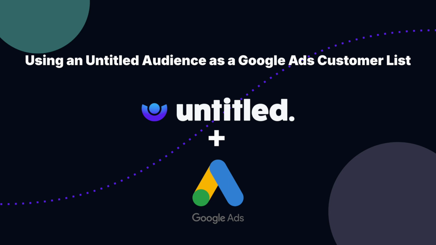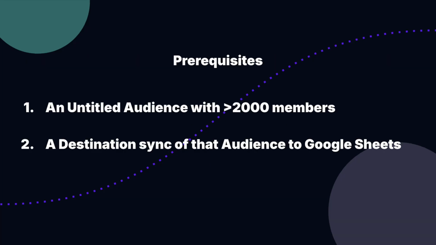In this video, we'll walk through the process of connecting your Untitled audience to Google Ads as a custom list. Before you complete this process, make sure that you have an Untitled audience of at least 2,000 members that is syncing to the Google Sheets destination from your Untitled account.